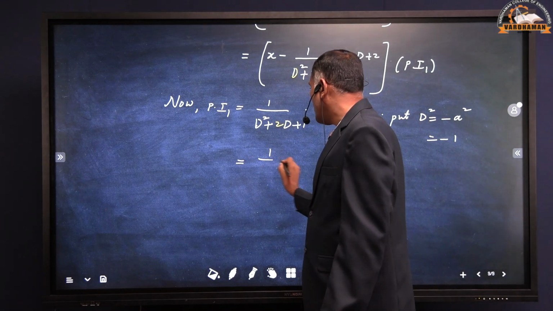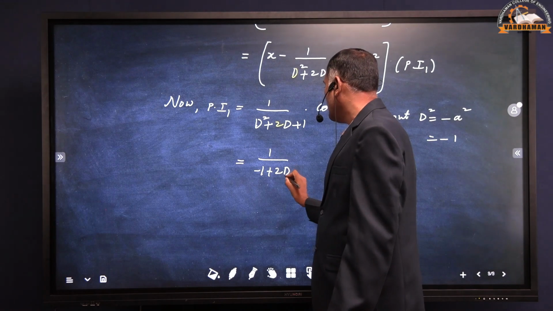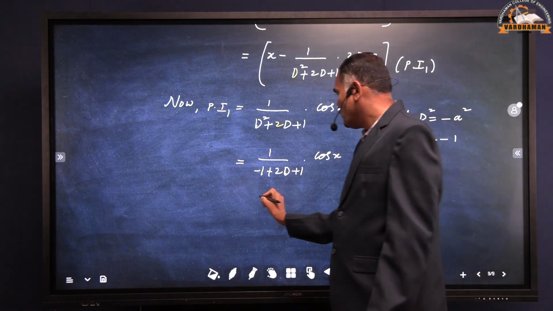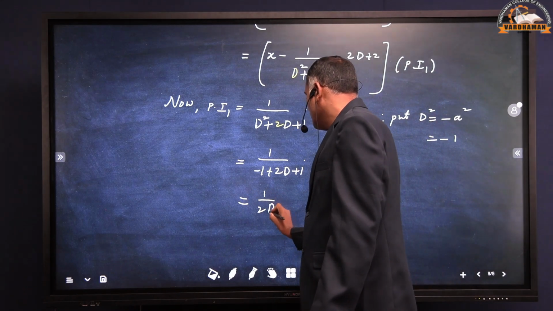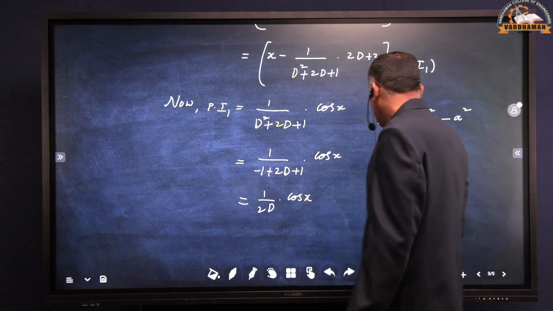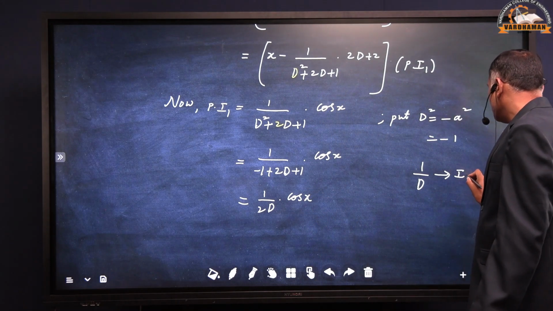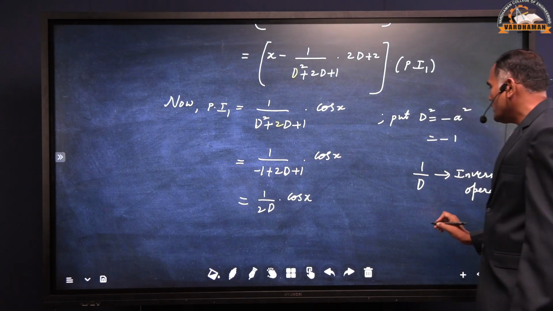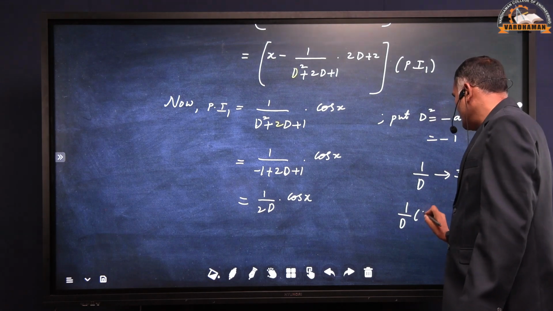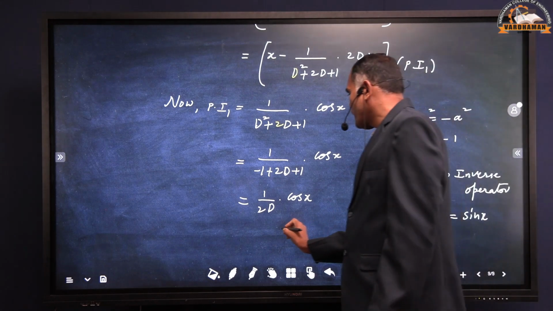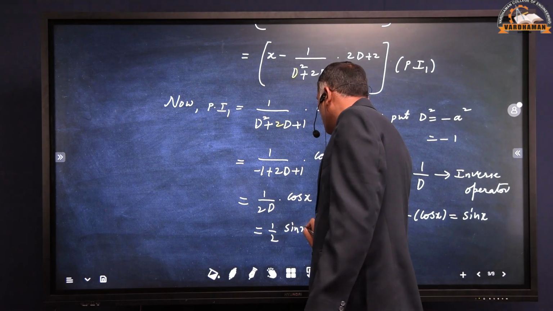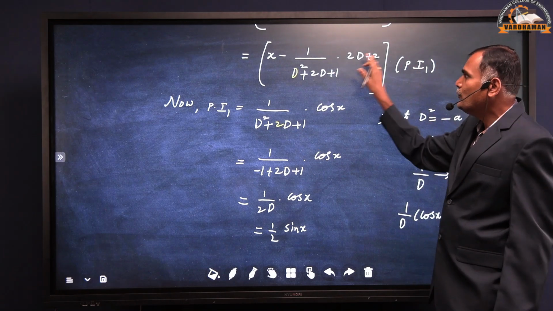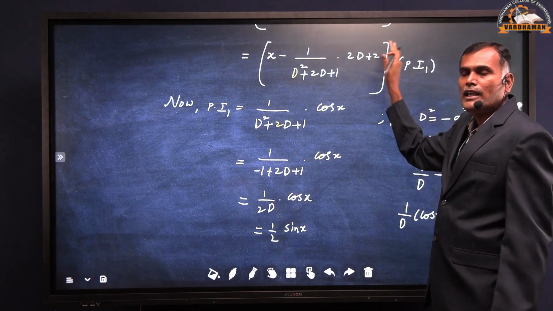It becomes 1 by minus 1 plus 2D plus 1 into cos x. Minus 1 plus 1 can be cancelled. We get 1 by 2D into cos x. 1 by D means inverse operator. This is called the inverse operator, or you can say integral operator. 1 by D means integration. Integration of cos x is sin x. So let us write here 1 by 2 sin x. Now this is PI1. Now substitute this one here, then we try to find the particular integral of the given problem.